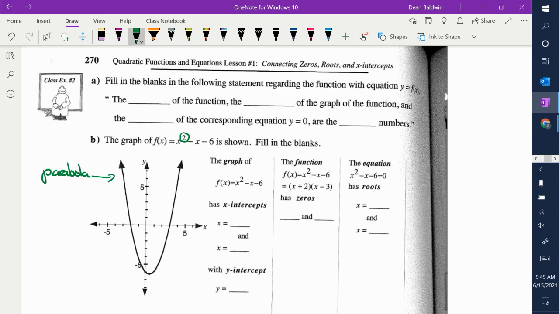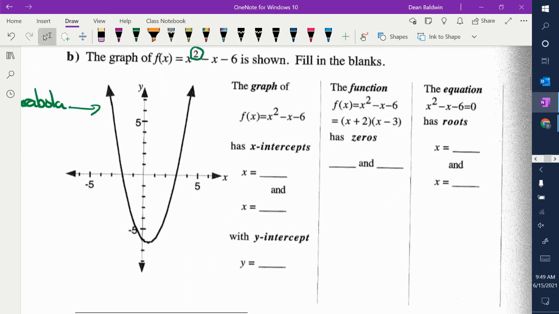All right, what are the x-intercepts of this function, just looking at the graph? Where does it hit the x-axis? That point and that point. What are those numbers? -2 and 3. Okay, what's the y-intercept? Where does it hit the y-axis? -6. Remember, this is the x and this is the y. Okay, and it's this function. This is the actual function.